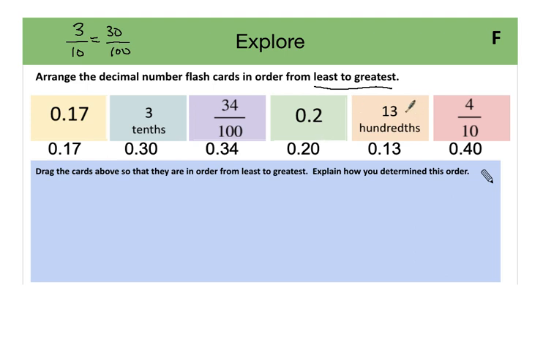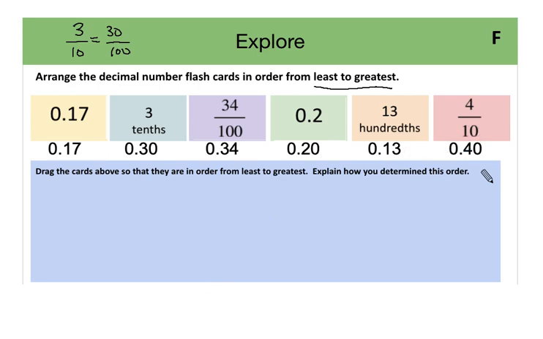This one was pretty much ready for us, right? 13 hundredths, so I just had to write that in decimal. And 4/10, similar to the ones that we saw before, like 3/10 and 2/10, I found the equivalent fraction of 40 hundredths and wrote it as decimal.